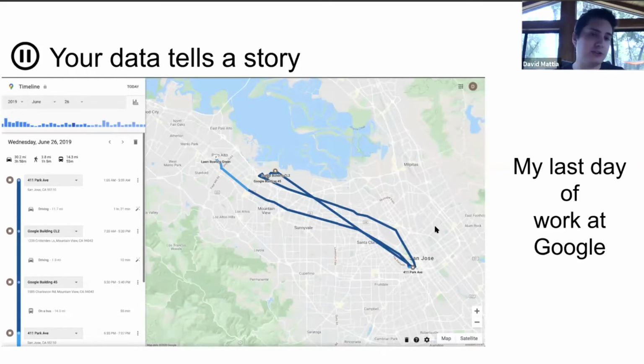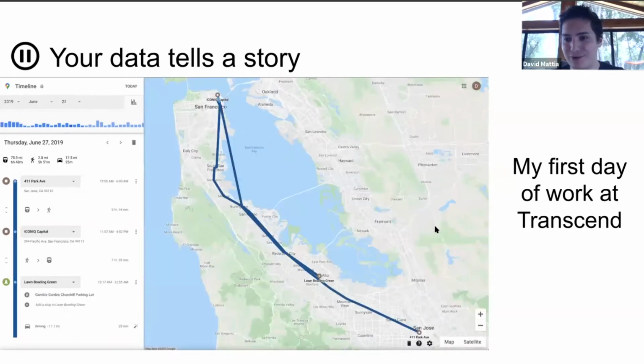So here is a day, June 26, 2019, which was my very last day of working at Google. Now you can see I lived in San Jose at the time, and on the left-hand side, you can see the icons. It knows that I took a bus in the morning to work. It knows the route I took back. It knows I went and visited my wife in Palo Alto after work was done to celebrate.